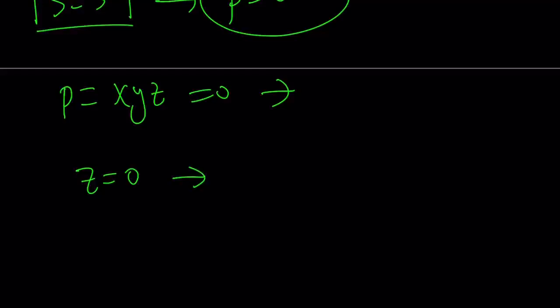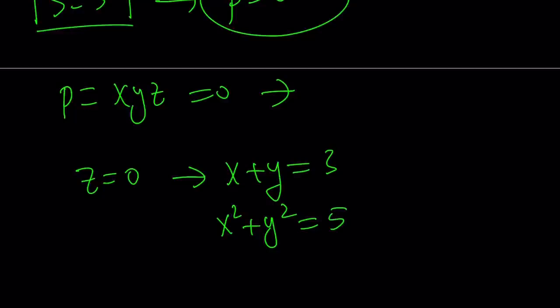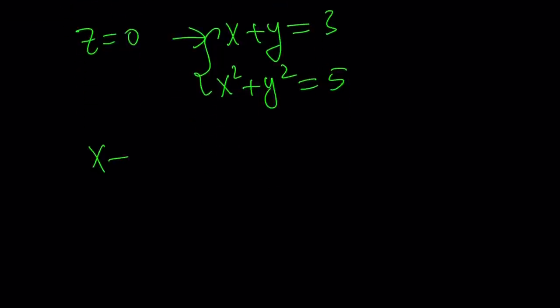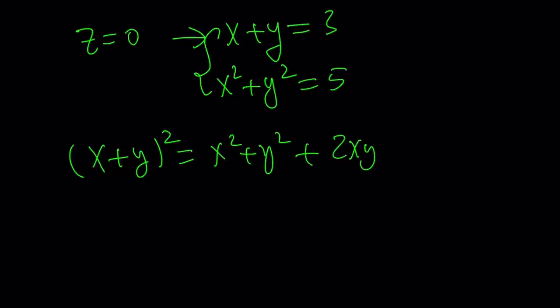Now, if z is equal to 0, obviously, from the sums and the products, we get x plus y equals 3, and the sum of squares gives us x squared plus y squared is equal to 5. Obviously, product is not going to help because we know that it's 0. But this is a quadratic system. It can be solved very easily. If you just square x plus y, you get x squared plus y squared plus 2xy. And I know that this is 9 and this is 5. Therefore, xy becomes 2. So let's go ahead and add that to our system.